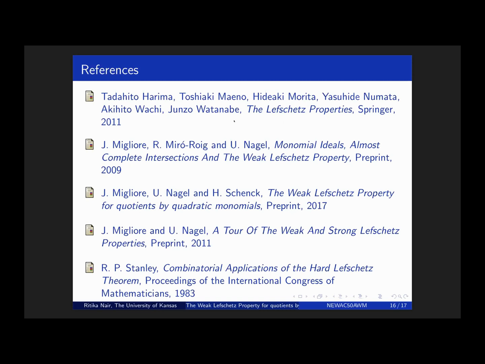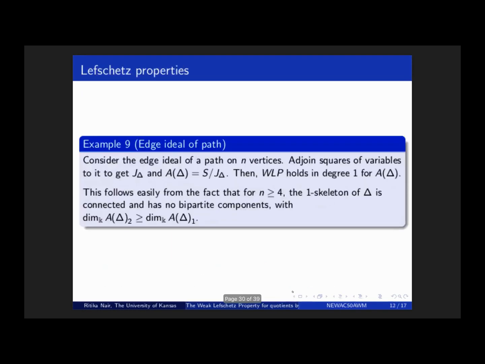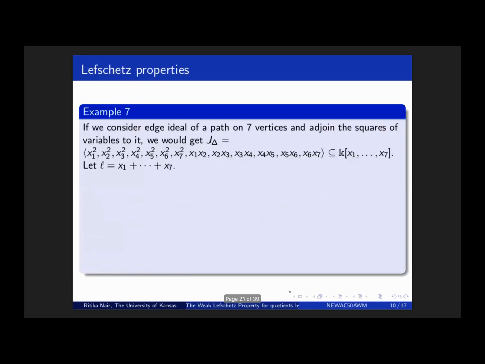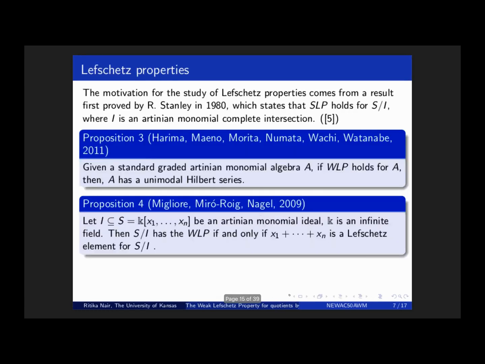So directly speaking of the relation, one observation we can directly make is that we are taking the sum of the variables as a Lefschetz element. So just for instance, let me go back to one of the slides. Sorry, I need to go back to probably the first example.